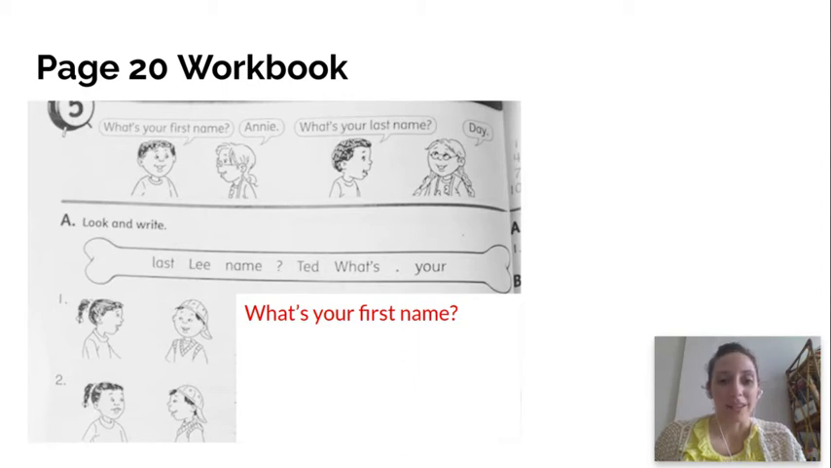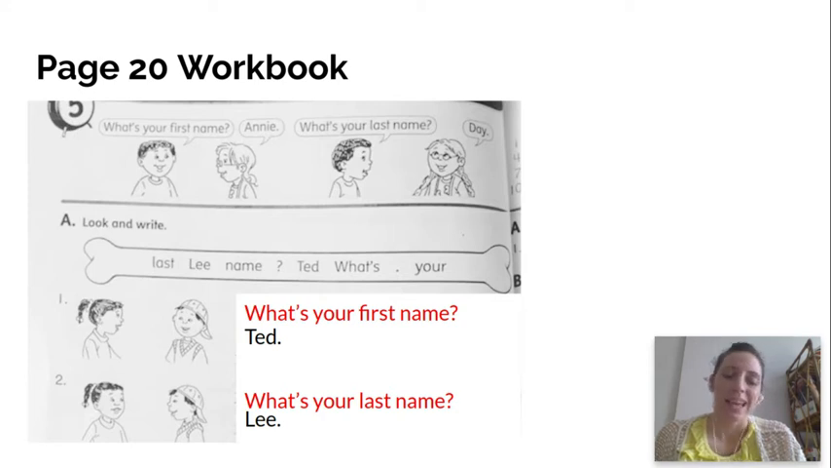What's your first name? What is the answer to this question? Ted, period. Number 2, what would we want to say if we want to know someone's last name? Write your answer below. What's your last name? Lee. Sometimes it's tricky when we don't know these names in English. We're not sure what's the first and last name. So if you messed up Ted and Lee, it's okay.